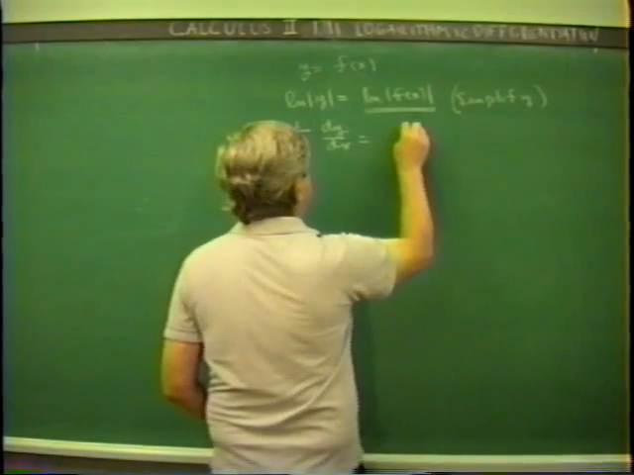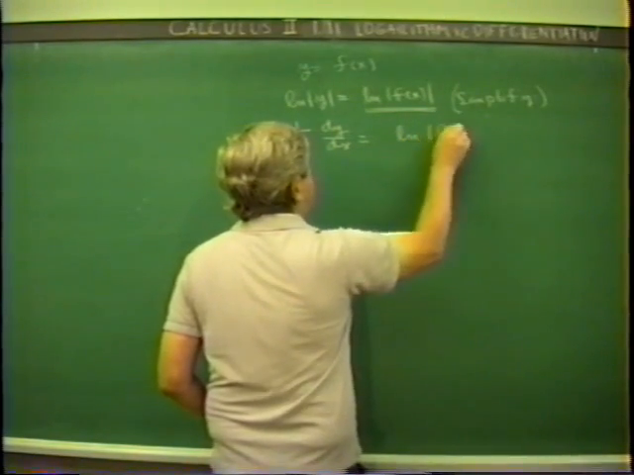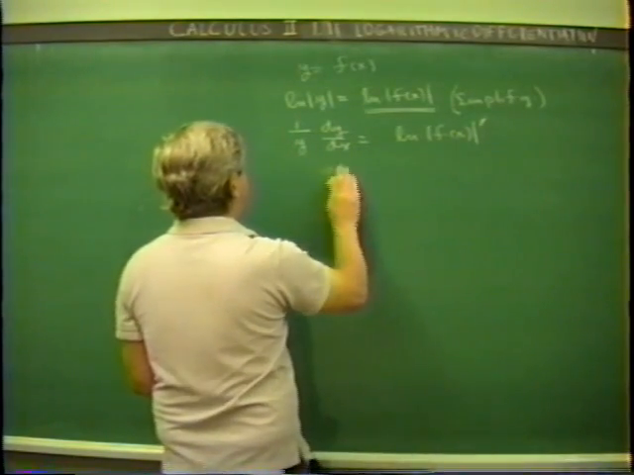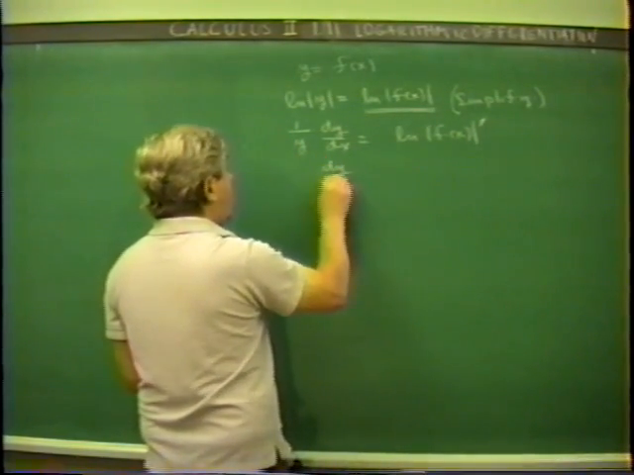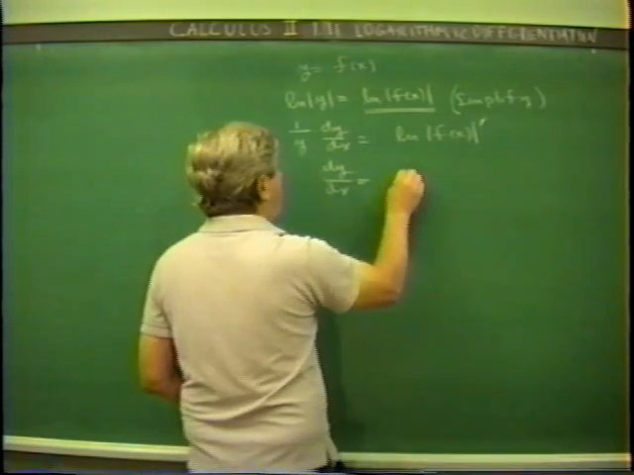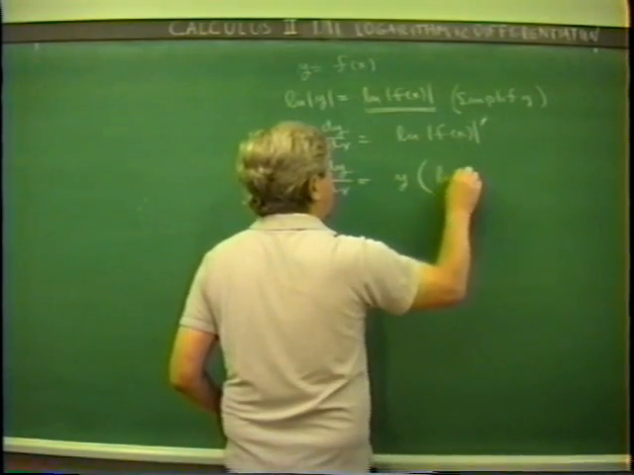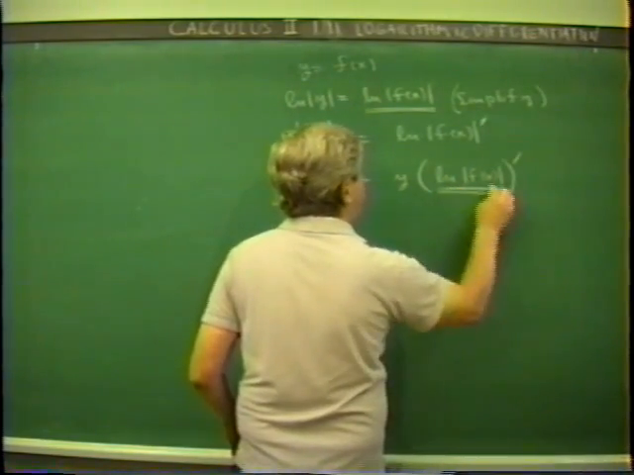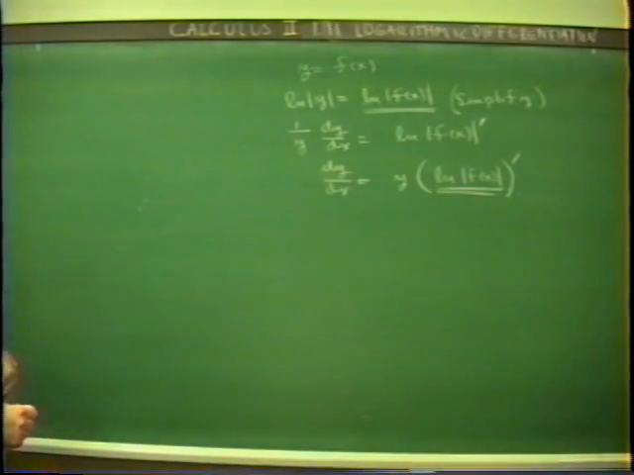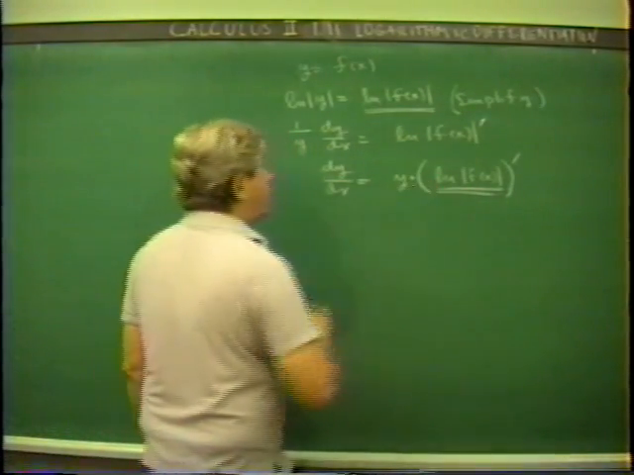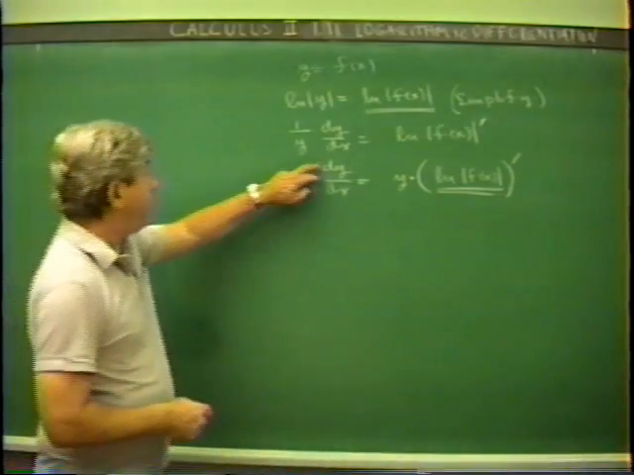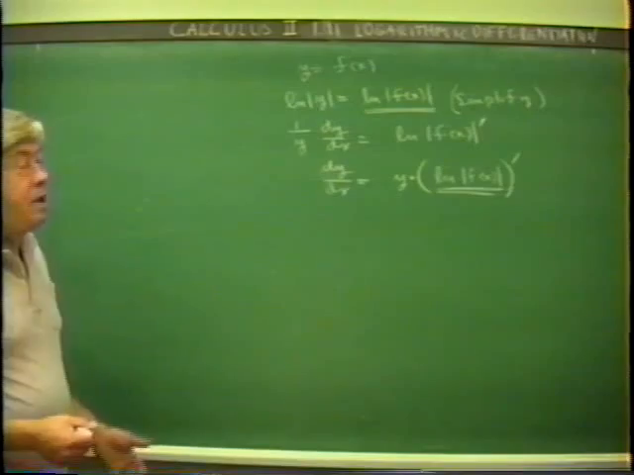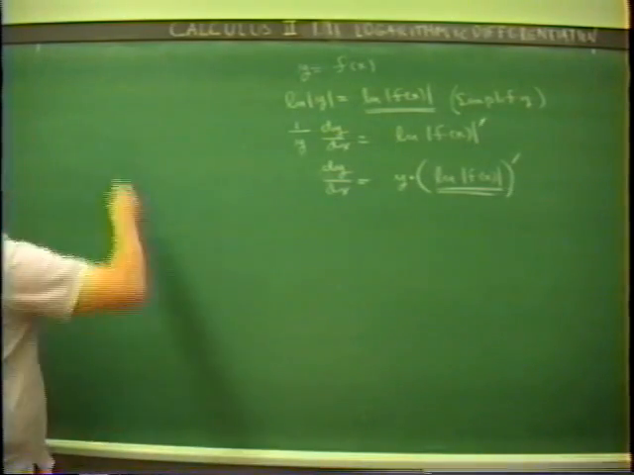All right. Now, if we differentiate both sides here, we get 1 over y times the derivative of y with respect to x is equal to the derivative of log absolute f of x. And so multiplying both sides by y, we get dy dx is equal to y times the derivative of log absolute f of x. All right? When you've got a function to which logarithms apply, then sometimes this results in an easier way of computing the derivative.